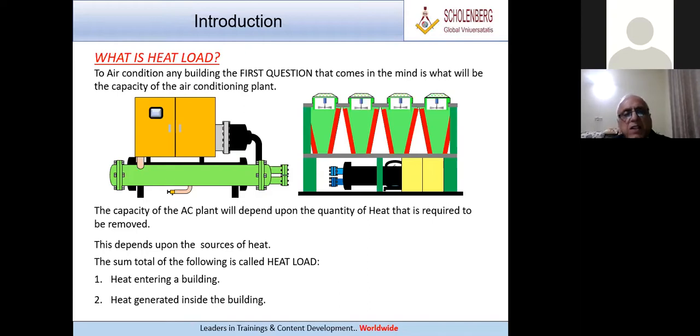Now, to air condition any building, the first question that comes in the mind is, what will be the capacity of the AC plant? So you can see two plants I've drawn out here. All the animations, all the images are hand-drawn. You'll find nothing from Google or YouTube, so you'll not get it anywhere. This is the water-cooled system and the air-cooled system.